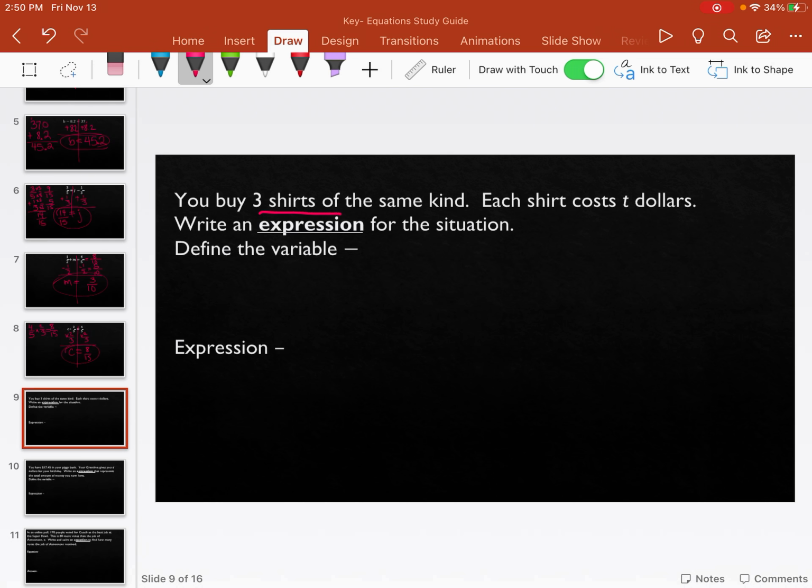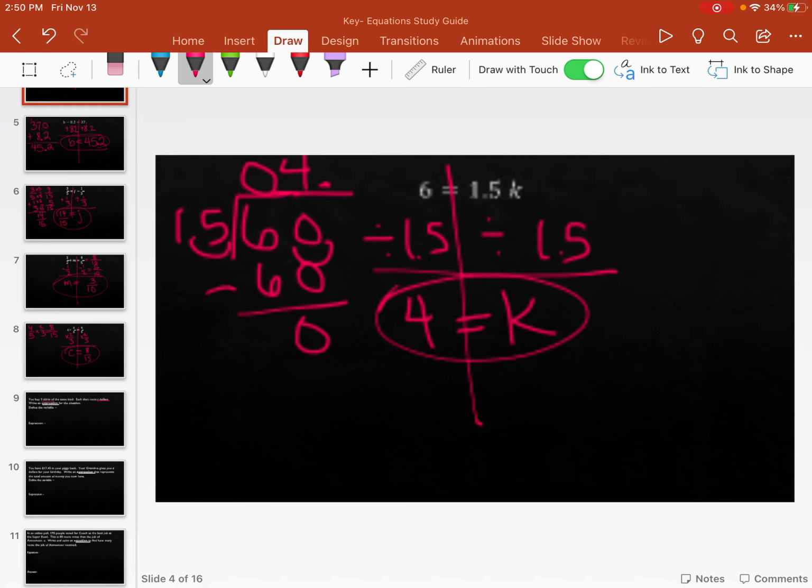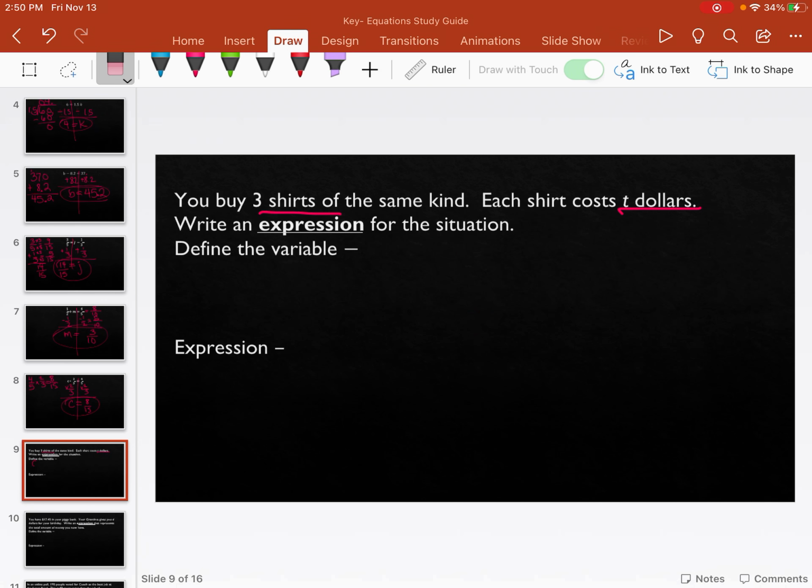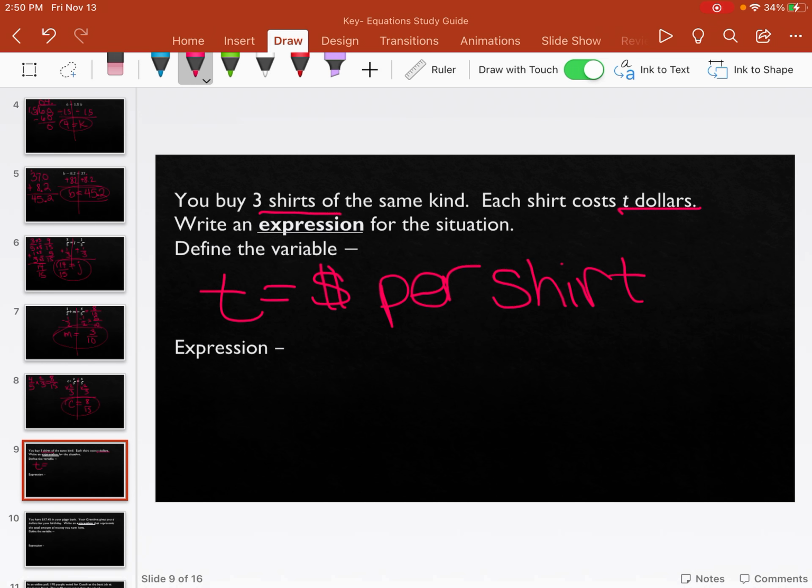You buy 3 shirts of the same kind. Each shirt costs $T. Write an expression. So T, whoops. T equals the amount per shirt. So our expression is going to be 3T because you're going to multiply the number of shirts times the cost.